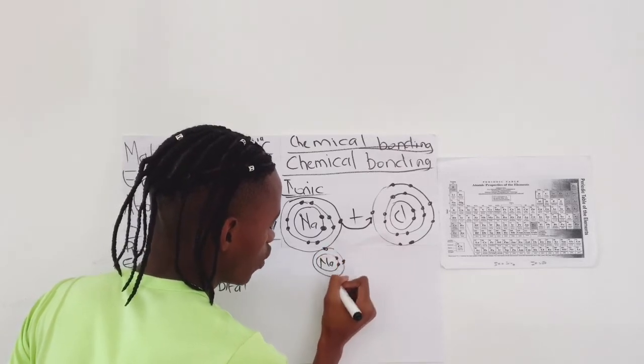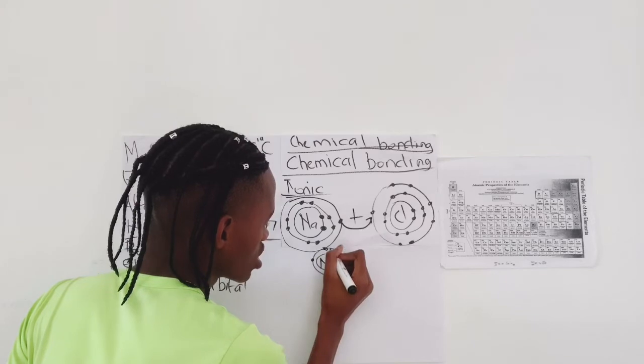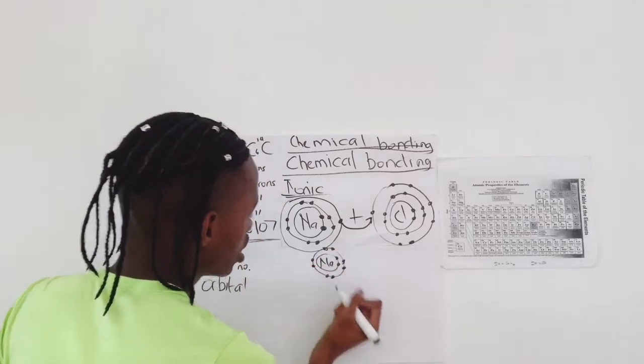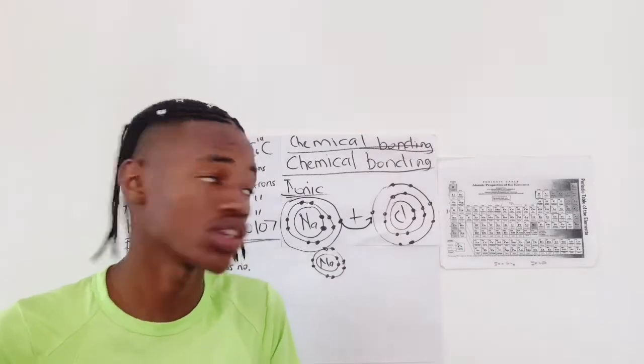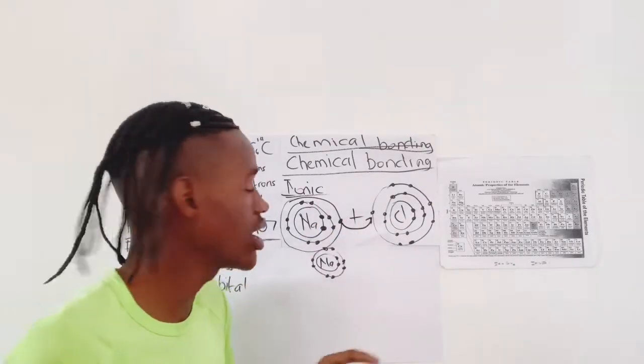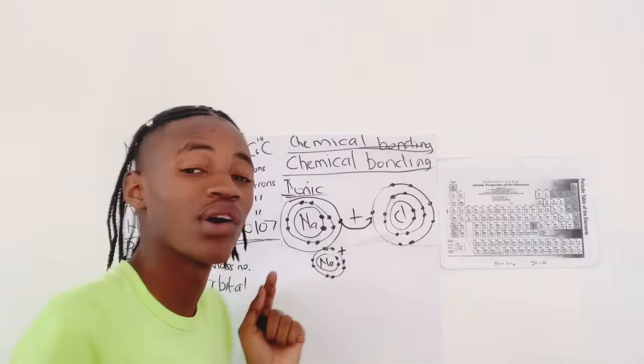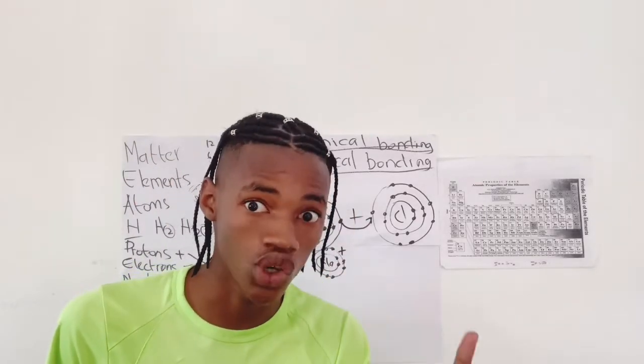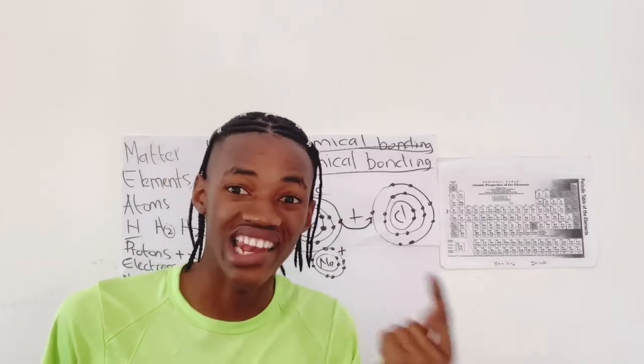3, 4, 5, 6, 7, 8, 9, 10. See, now it has 10 electrons instead of 11 because it donated this one, and now it bears a positive charge. It bears a positive charge because it lost 1 electron, right? And remember, electrons are negative.